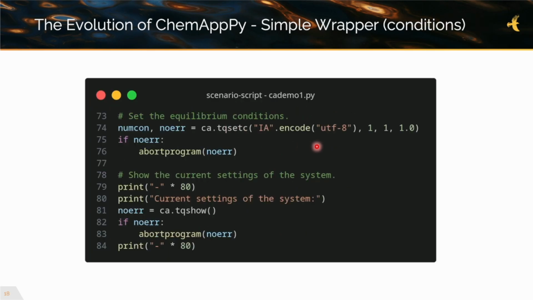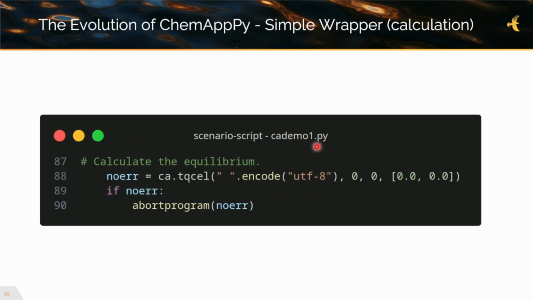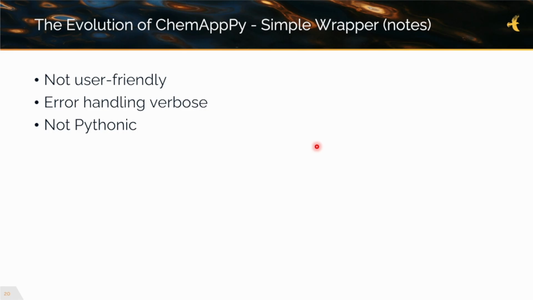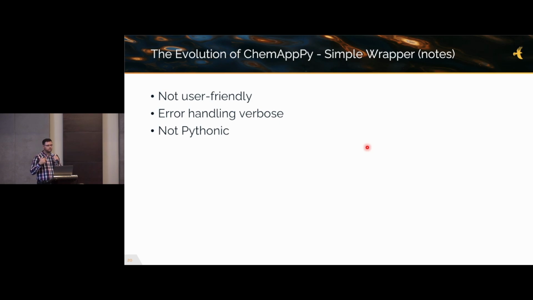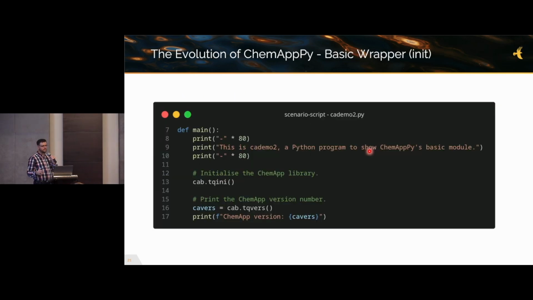Next, we'll set some equilibrium conditions, show what the current settings are, and then perform the calculation itself. Okay, that was quite a mouthful. What is it that I just showed you? First of all, I believe it's not user-friendly. After every single call to a library, to then do a trivial error handling, it's a little bit clunky. Then I do not believe that writing code like this can be considered Pythonic at all, and it's definitely not user-friendly. What can we do about this?